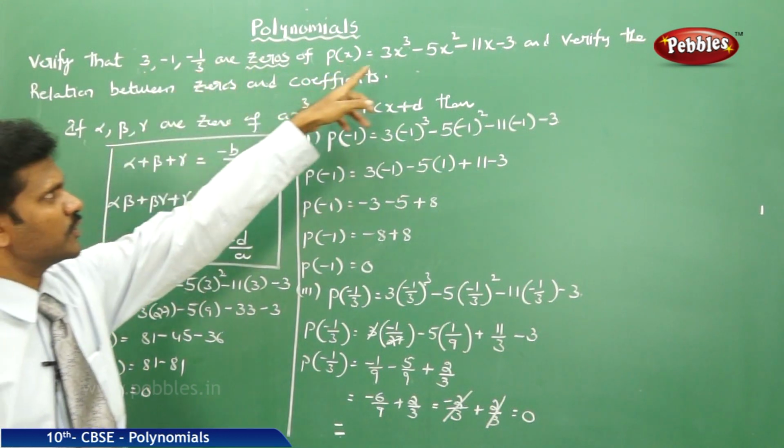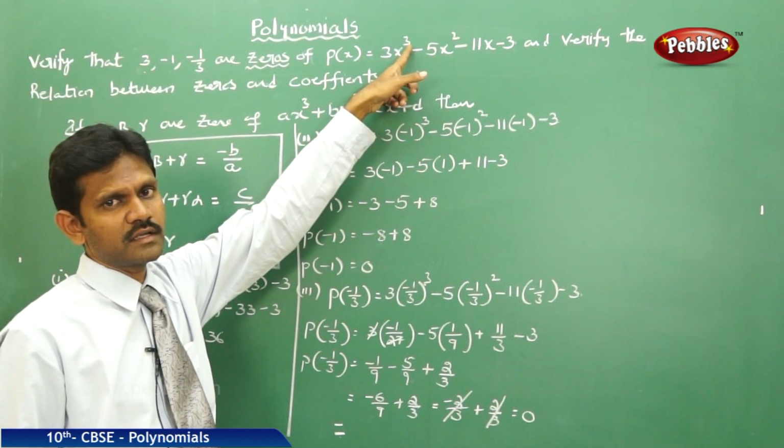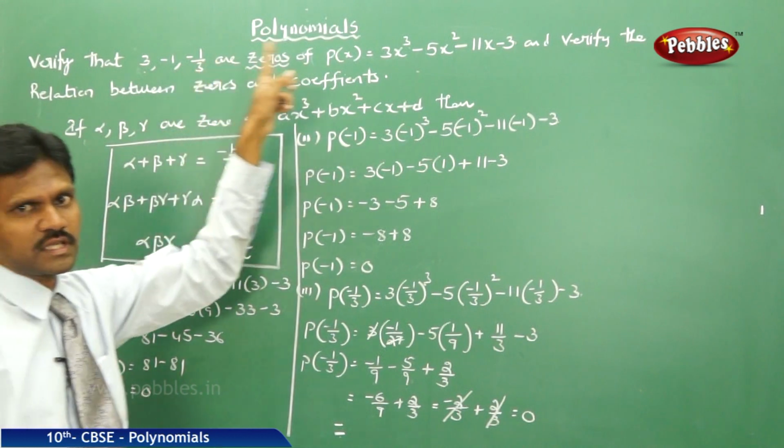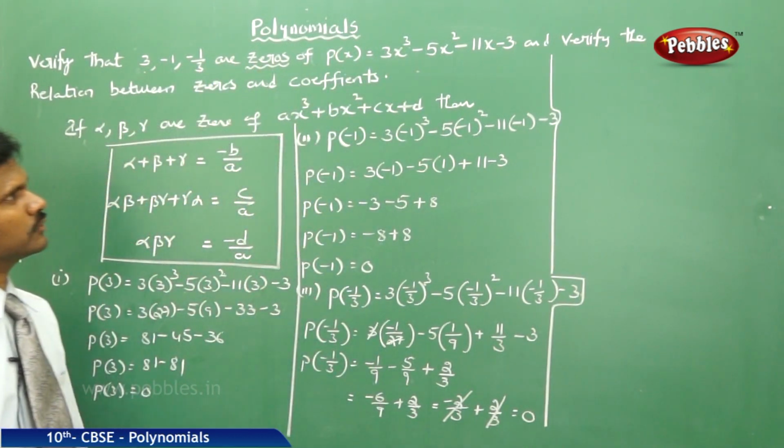Therefore according to the given question, the highest degree is 3, so I can get 3 zeros, 1, 2, 3, and these 3 zeros satisfy the given polynomial. Okay, now let us see according to the given question.